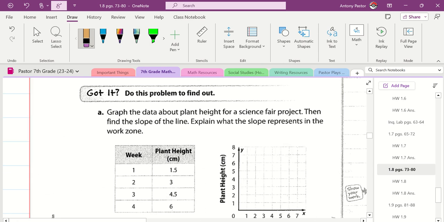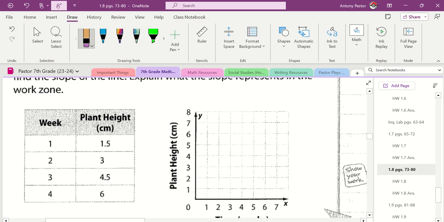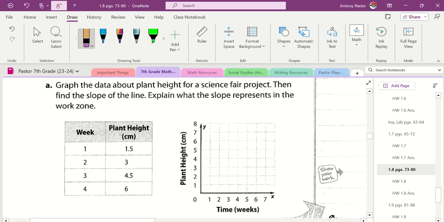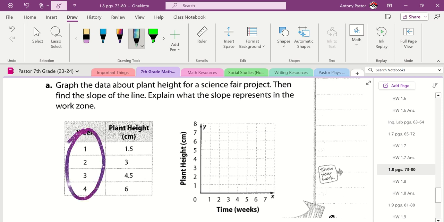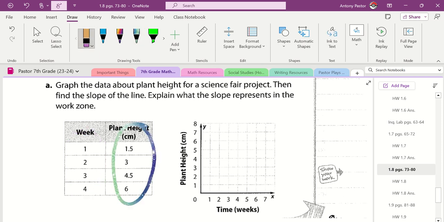All right, let's do this. First thing I'm going to want to do is check the sides. This is all by 1, and this is all by 1, so we're good, and we should be able to do this. Graph the data about plant height for a science fair project. Then find the slope of the line. Explain what the slope represents in the work zone. So we have week, and we have plant height. This will be our x, and this will be our y.